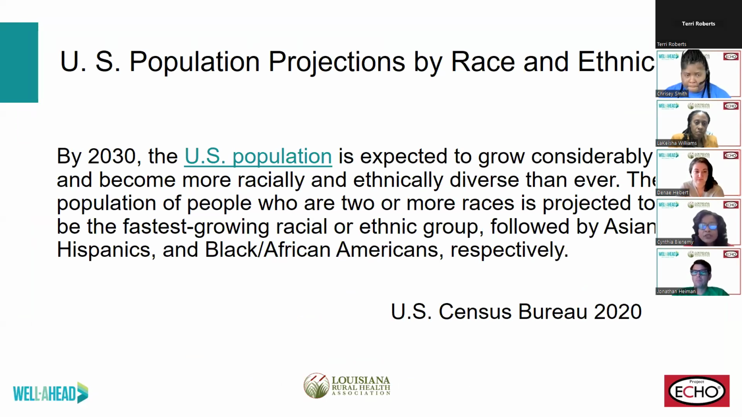Okay, we all know that the U.S. population is growing considerably and has become more racially and ethnically diverse than ever. The population of people who are two or more races is projected to be the fastest growing racial and ethnic group, followed by Asians, Hispanics, and Black African Americans, respectively. Next slide.